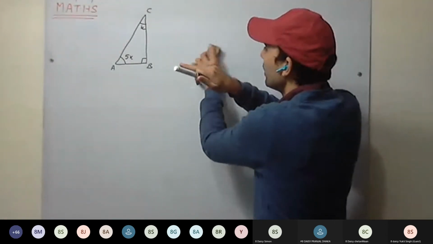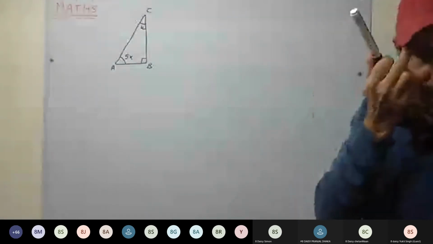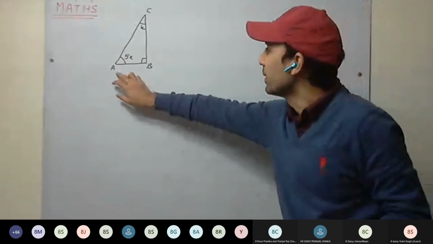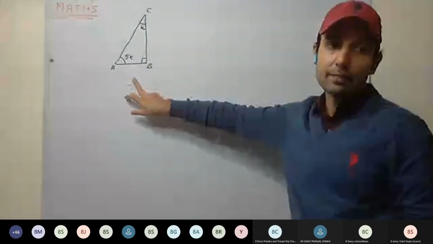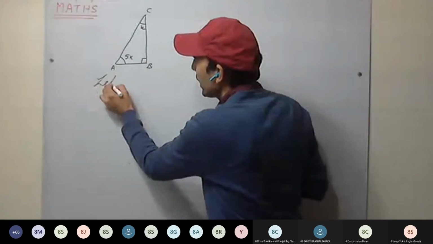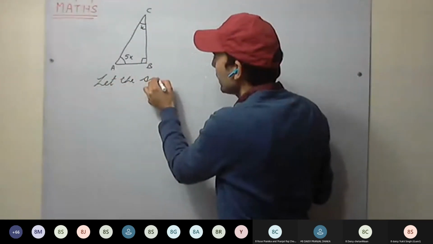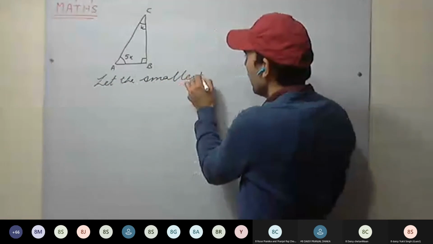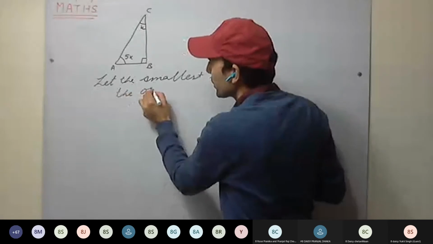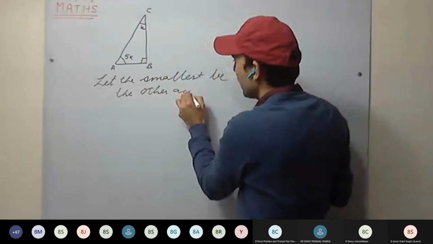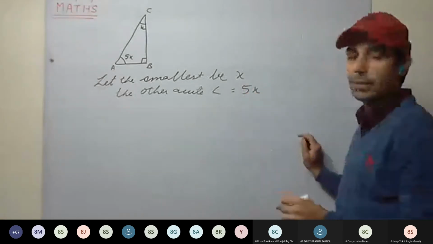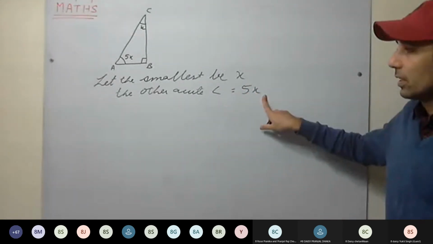If we have done this exercise, then can we start the other exercise? Yes, you can. You can always move forward. Okay. So this is fine. Now, let the smallest angle be X. The other acute angle will be how much? Equal to 5X. Okay. This we are taking.